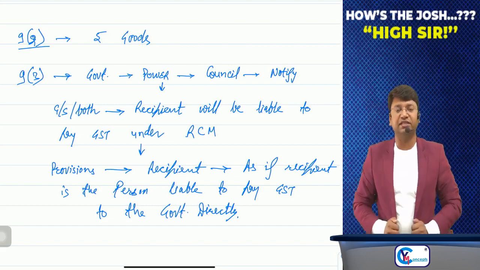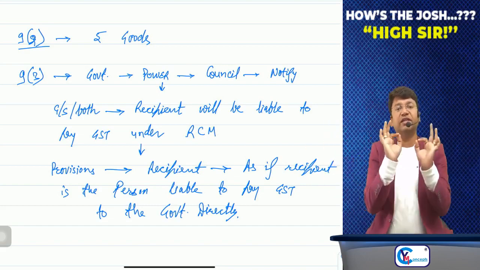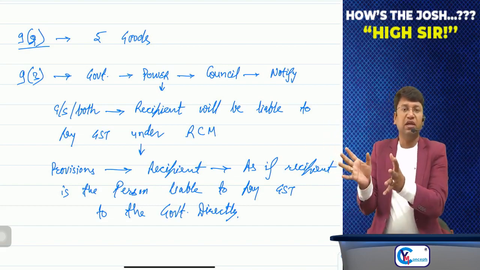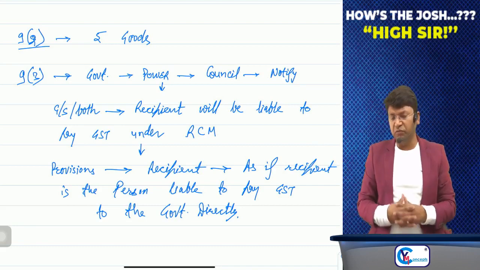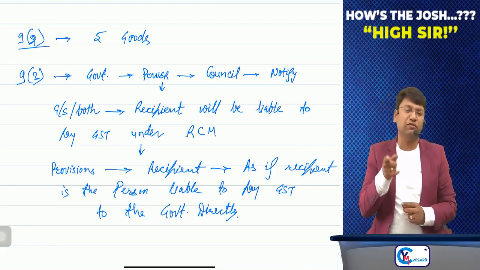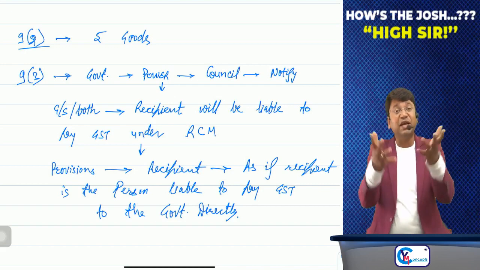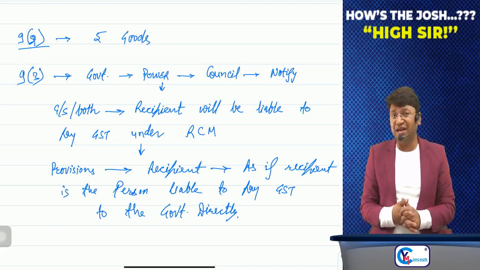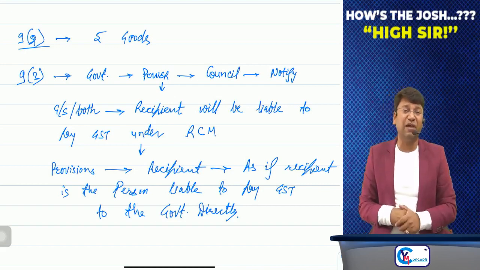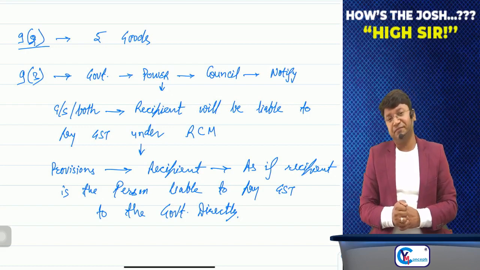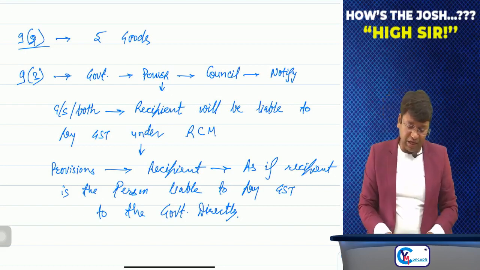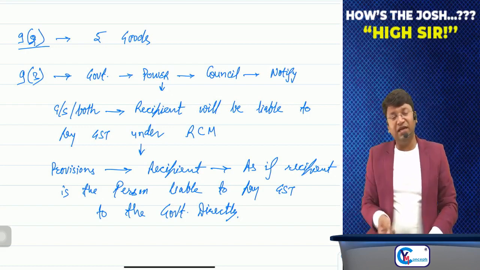Section number 9, subsection 3 says that government has the power to notify certain goods or service or both, and if they have notified those goods or service or some goods or service or both, then in respect of supply of those goods or service or both, recipient will be liable to pay tax to the government directly, and all the provisions of the act will apply on the recipient, as if recipient is the person who is liable to pay the tax to the government directly.